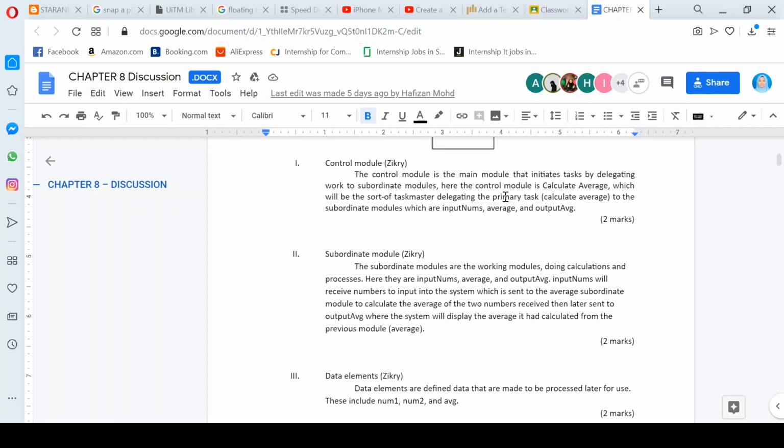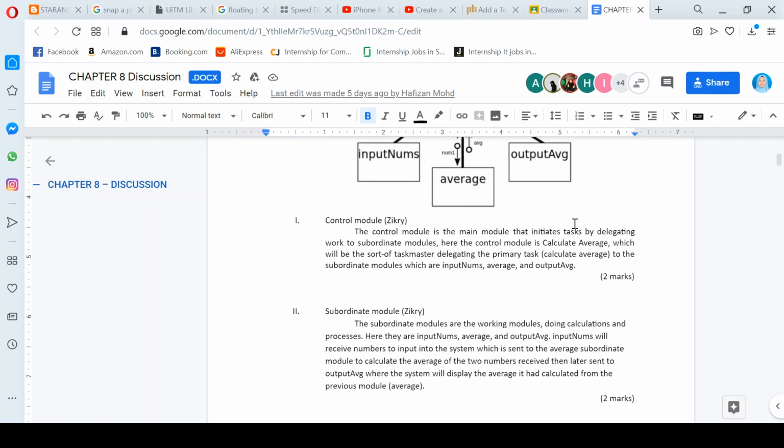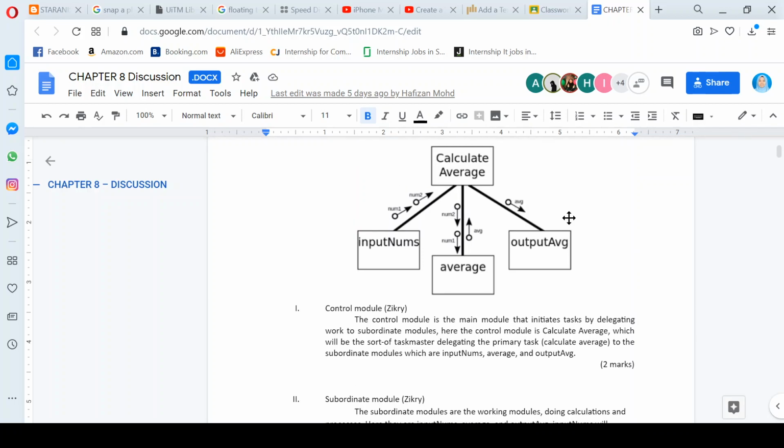Okay, so kalau kamu tengok daripada figure ataupun contoh yang ada di dalam dokumen, the control module, the name is calculate average. Okay, so to calculate average, we have three subordinate modules which will work together. The first one is input numbers, the second one is average, and the third one is for output average. Okay, so ketiga-tiga subordinate module ni dia akan menggunakan numbers yang sama yang digunakan oleh control module.